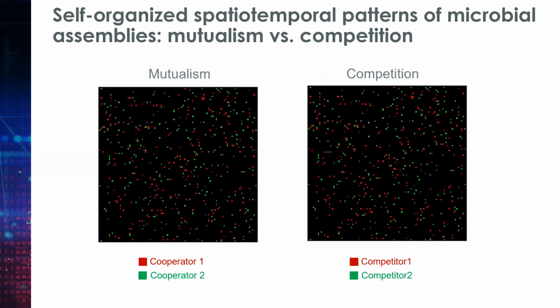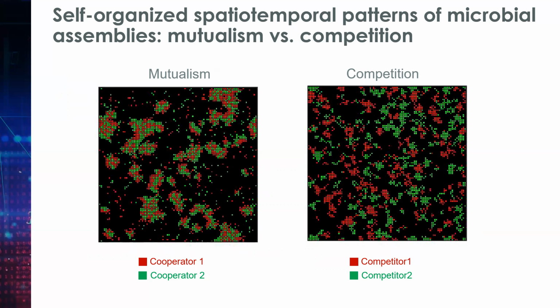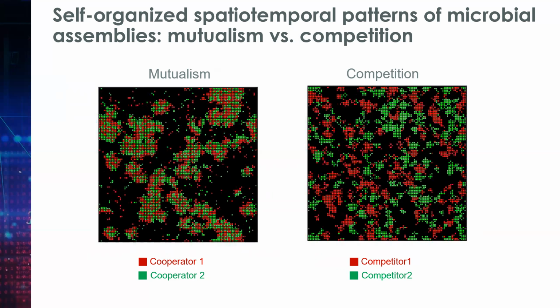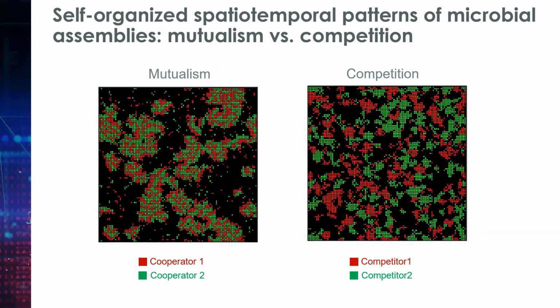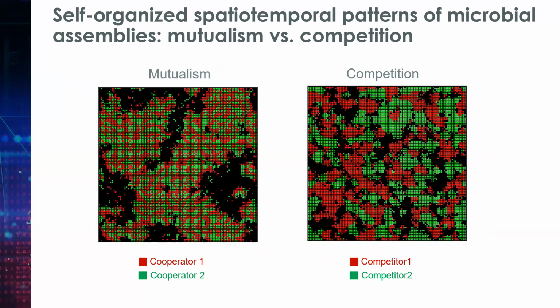This animation demonstrates how agent-based models can generate self-organized spatio-temporal patterns of microbial assemblies as determined by interspecies interactions. Even though initial spatial distributions of two organisms, shown in red and green, are identical, completely different patterns evolve depending on whether they cooperate or compete with each other. When they cooperate, on the left, they like each other and they form initial seed clusters and keep growing around those clusters. In contrast, in the case of competition on the right, they hate each other, they try to be far away from each other as much as possible and grow randomly here and there.